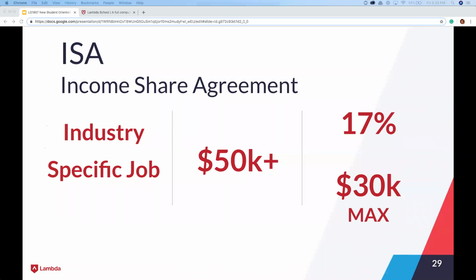Okay? Now, an industry-specific job. If you are in full stack web or iOS and you're looking to get a developer job, but if you're in DS, you're looking for a data science position. UX students are going for designer positions. So there's a little bit of context about what type of job you need to have to qualify to start repayment.